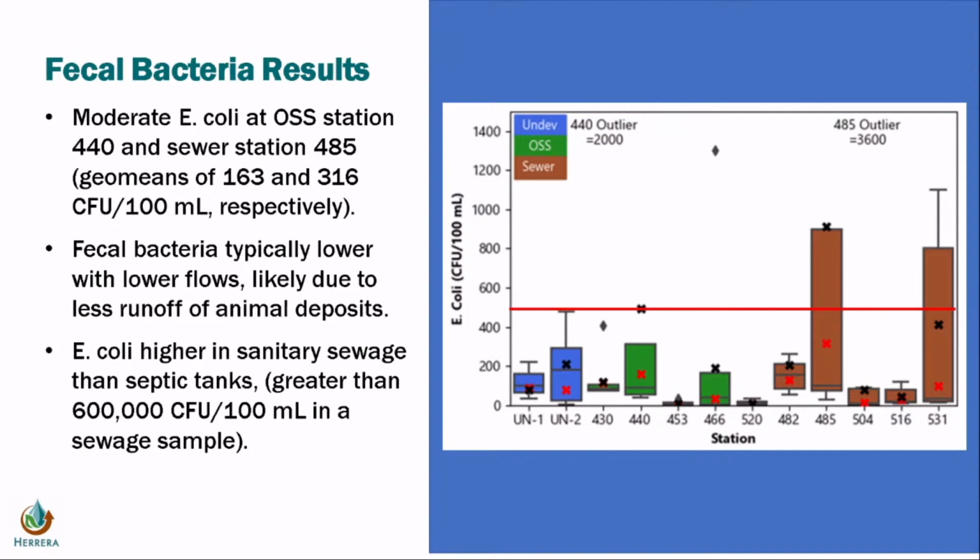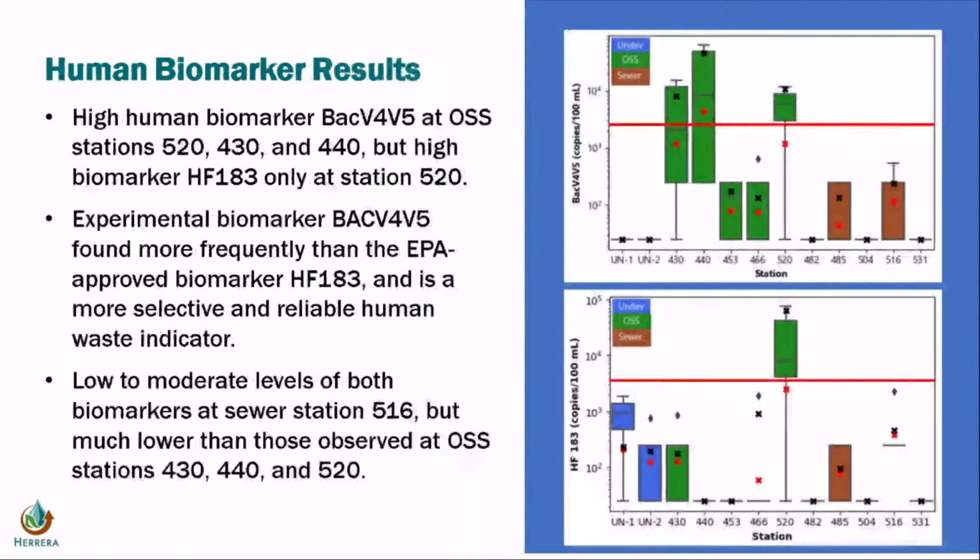E. coli was higher in sanitary sewage than the septic tanks, presumably due to the settling of solids in the septic tanks versus the suspension of those solids in the sanitary sewage.